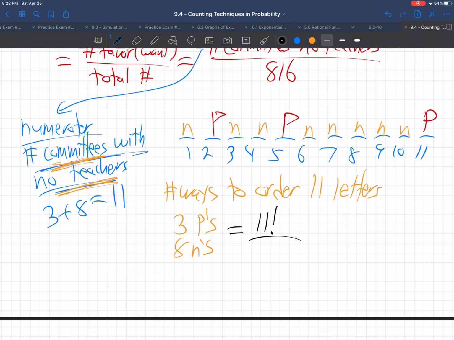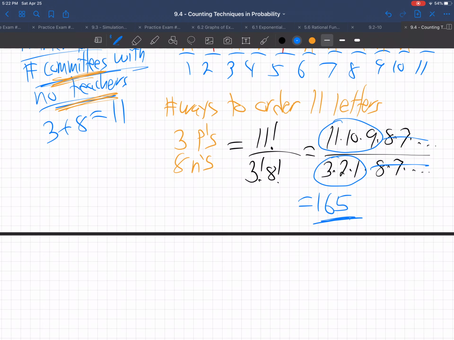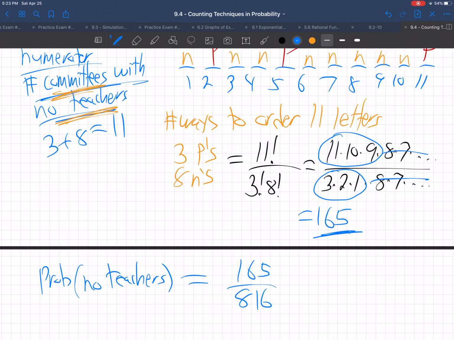It is 11 factorial over 3 factorial 8 factorial, which is 11 times 10 times 9 times 8 times 7 and so on over 3, 2, 1 times 8 times 7 and so on. And the 8, 7 down cancel. 11, 10, 9 over 3, 2, 1. What's that? I'm getting 165. So that's the numerator. So we already have the denominator. So the probability that if you grab at random 3 people for the committee, there's no teachers. Well, there's 816 total committees, and among them, 165 of them have no teachers. That's the number of ways to have a committee with no teachers on it.